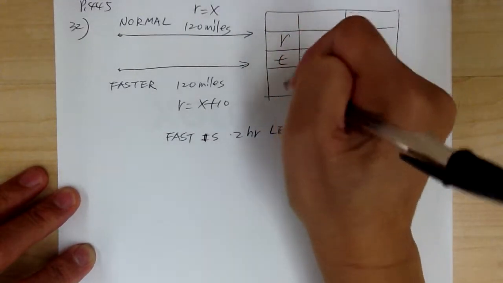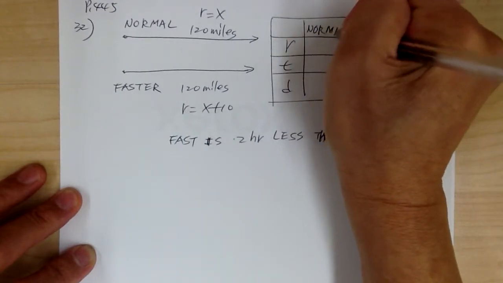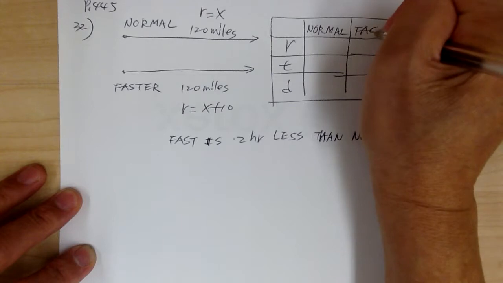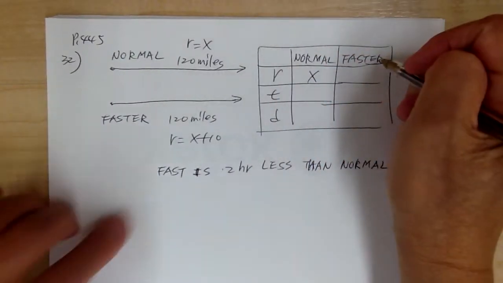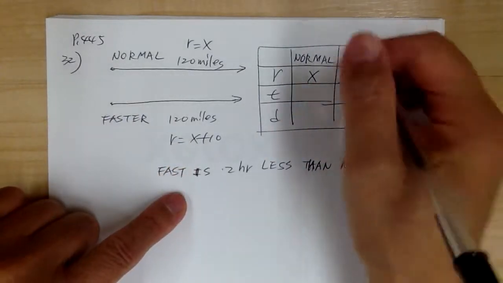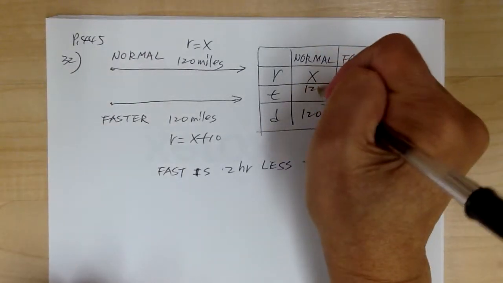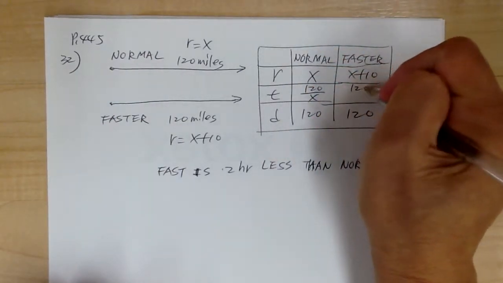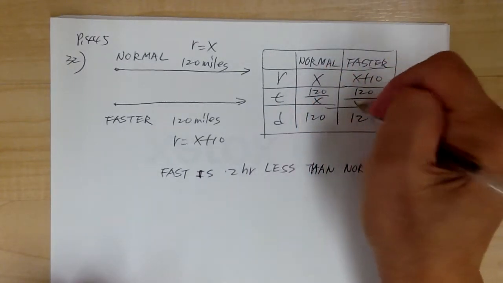So r times time equals distance. So this is normal, and this is faster. So normal, the speed is x. The fast, the speed is x plus 10. The time you don't know. The distance is 120. Okay, so this would be 120 over x. This would be 120. So again, whenever the distance is given, you have to divide to get the time.